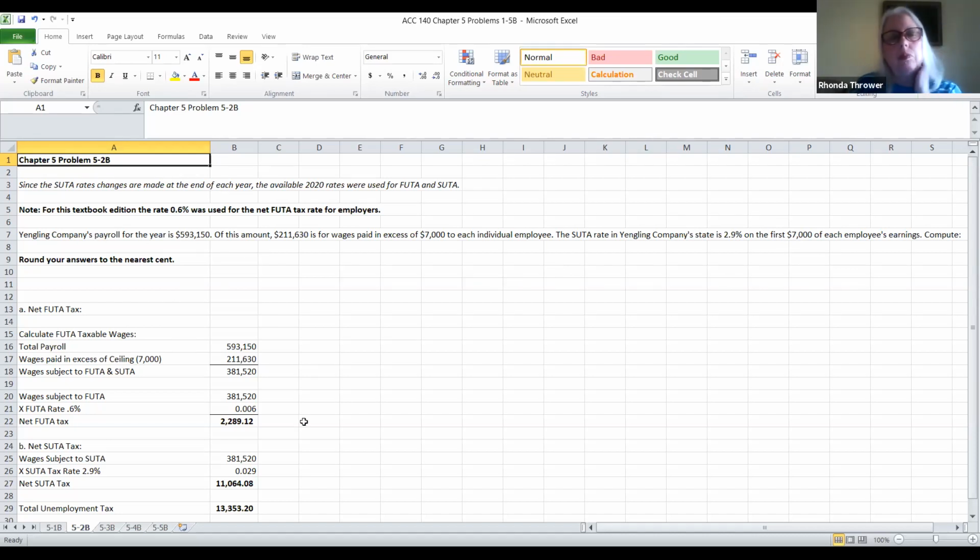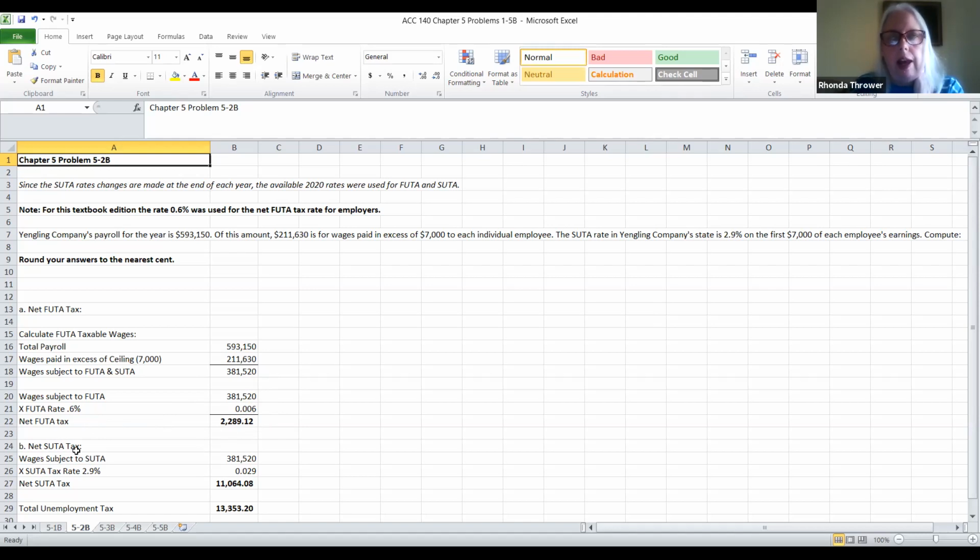So we have to determine first the wages that are subject to FUTA before we can determine the net FUTA taxes. And so the wages subject to FUTA are $381,520. I'm going to multiply that by the net FUTA rate, which is 0.6%. And I converted it to a decimal here at 0.006. And then I multiplied that, and that gave me $2,289.12. That's the net FUTA taxes that we would have to pay for unemployment to the federal government.